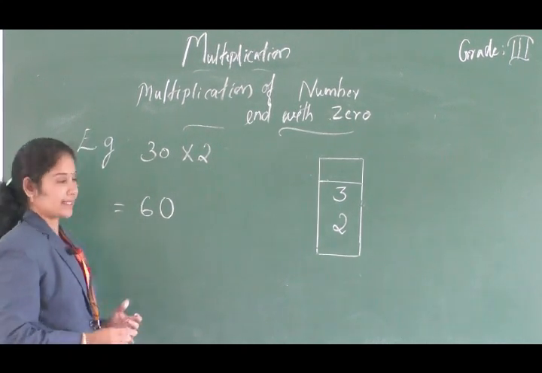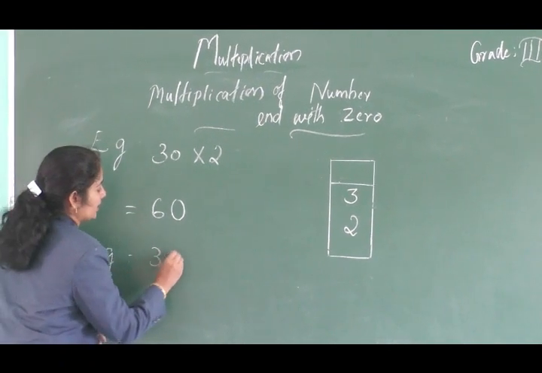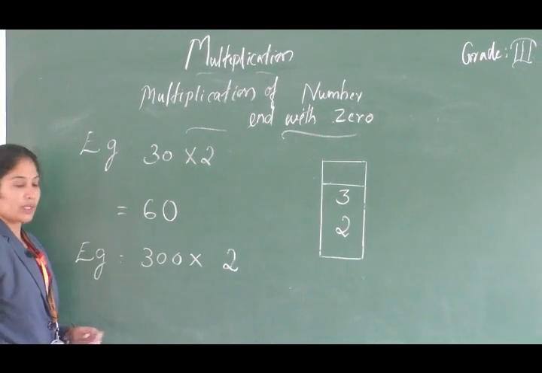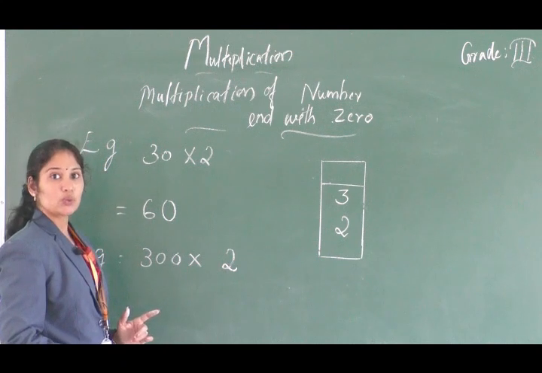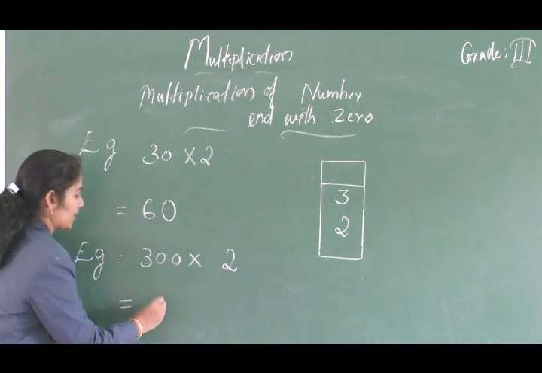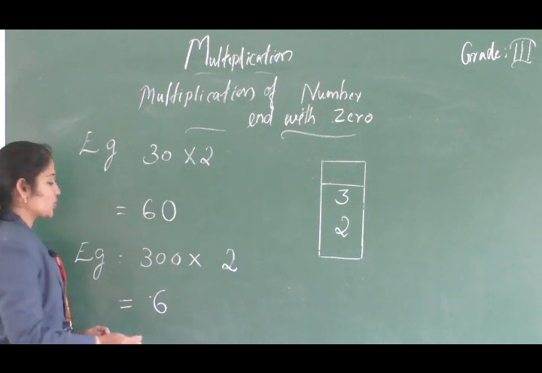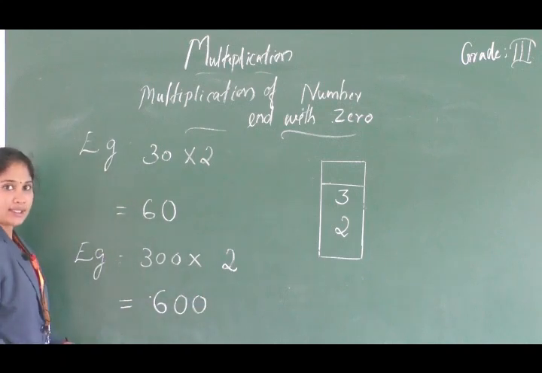We'll take another example. 300 into 2. Same, we have 3 and 2. What is 3 and 2? Yes. 3 multiplied by 2 is 6. How many zeros? Yes, 2 zeros. The final product is 600.